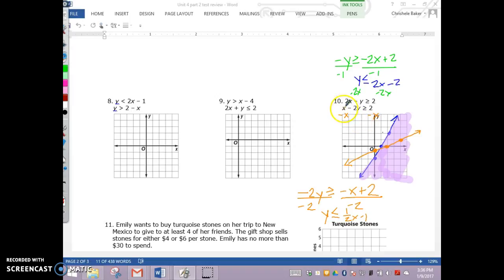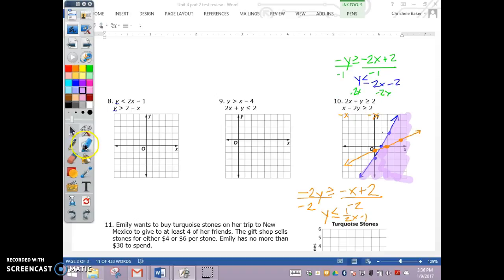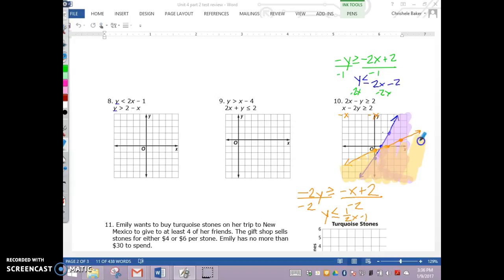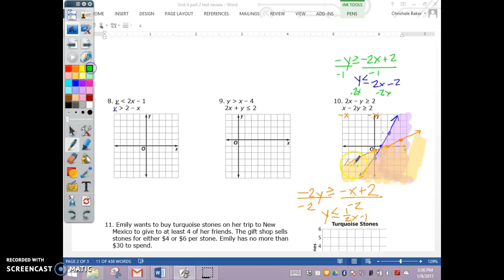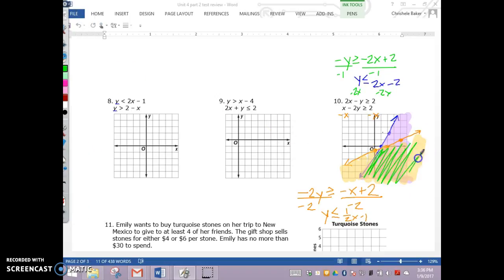Does 0, 0 work? Is 0 minus 0 bigger than 2? Is 0 bigger than 2? Nope. Don't shade where 0 is. Shade away from 0. So there's my solution right in here, the double shaded area.